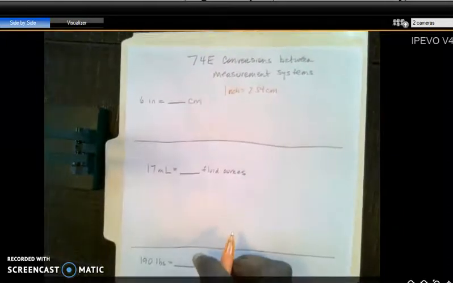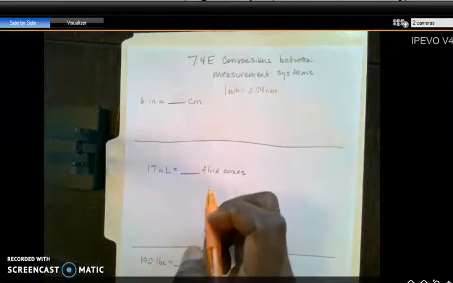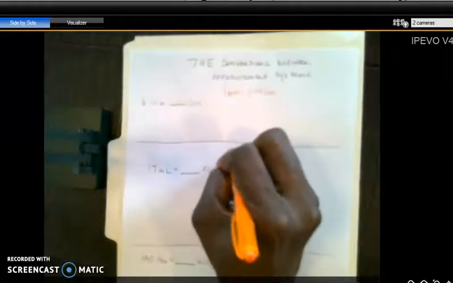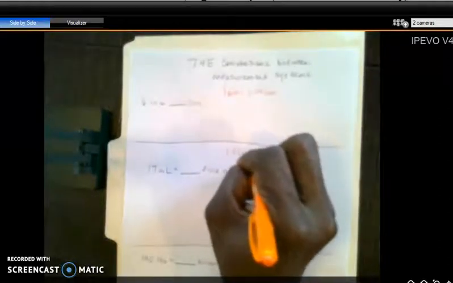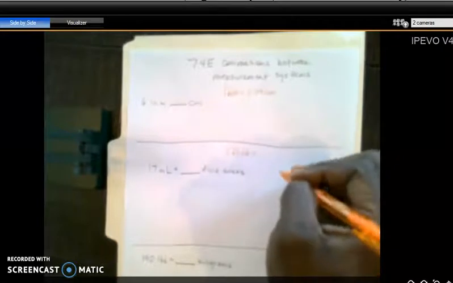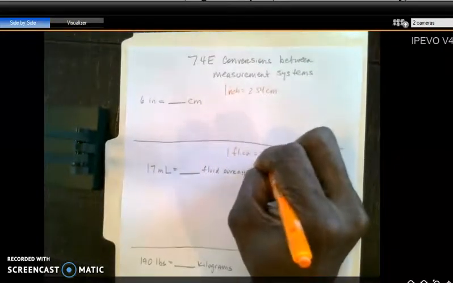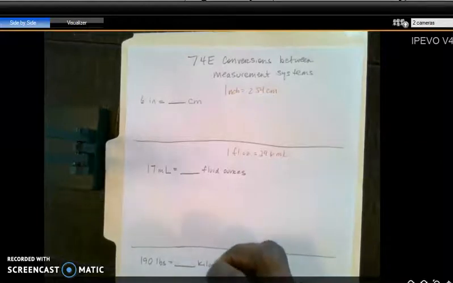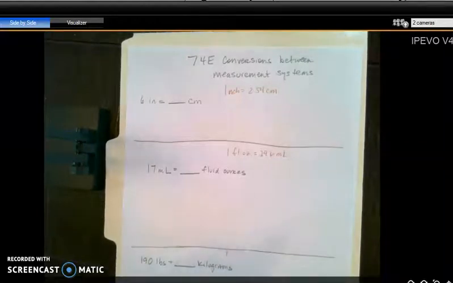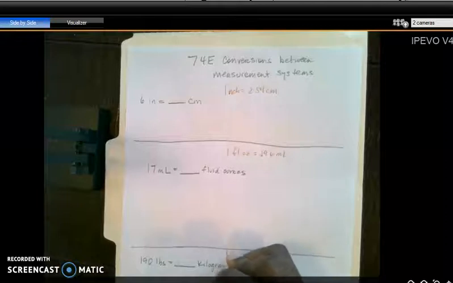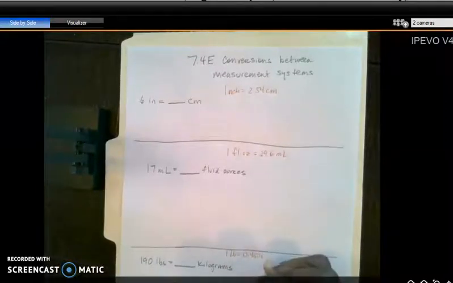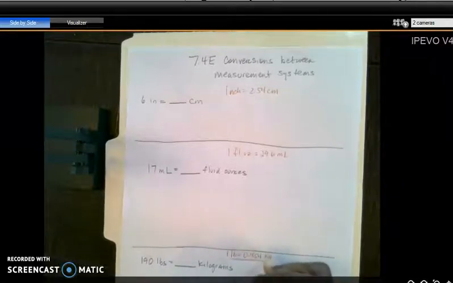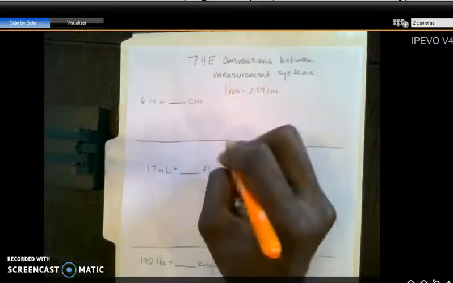For fluid ounces, I just want to put this out: 1 fluid ounce. And there's a difference between a weighted ounce and a fluid ounce, as we should know. 1 fluid ounce is equal to approximately 29.6 milliliters. And then 1 pound is going to be equal to approximately 0.454 kilograms. Okay, so I just want to state that now.